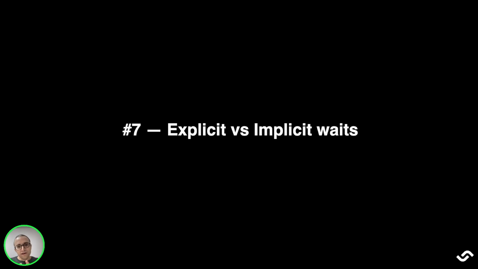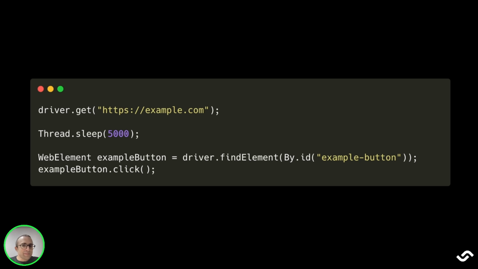Number 7. Learn the difference between explicit and implicit wait. In end-to-end testing, we typically need to wait for elements and operations to take place. The simplest solution is using thread sleep to wait for something to happen. This waits a fixed amount of time. This approach is called hard waiting, and while it's easy to understand, it leads to flaky tests.